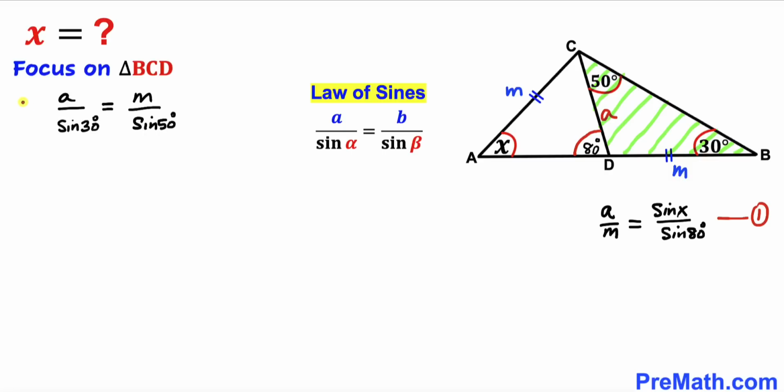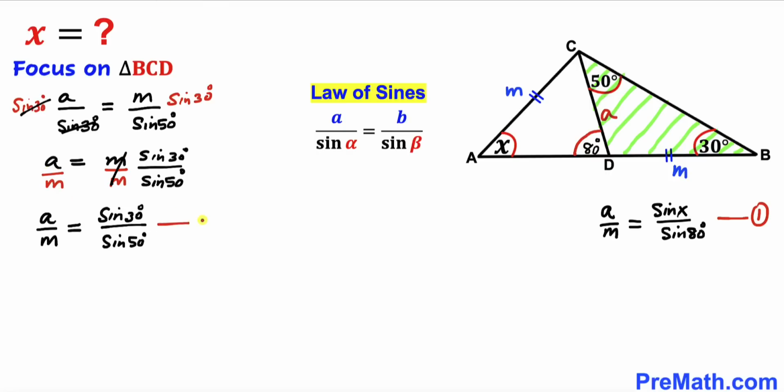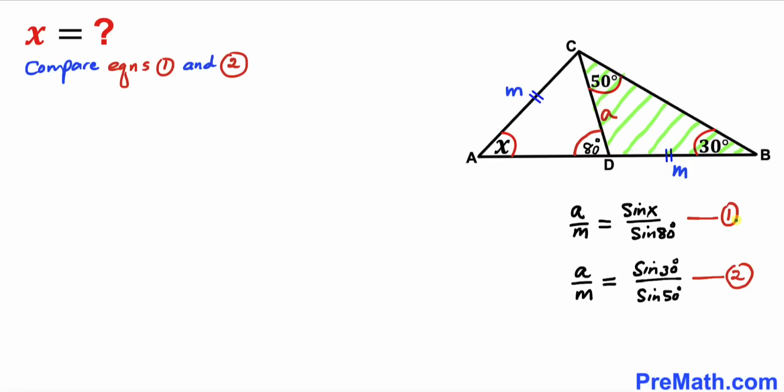Now let's go ahead and multiply both sides by sine of 30 degrees on this side and sine of 30 degrees on this side as well. As we can see, this is gone. So therefore a turns out to be equal to M times sine of 30 degrees divided by sine of 50 degrees. And now let's divide both sides by M over here and M over here as well. And we can see that this is gone. Let me call this our equation number 2. And here we got these two equations, and we are going to compare them.